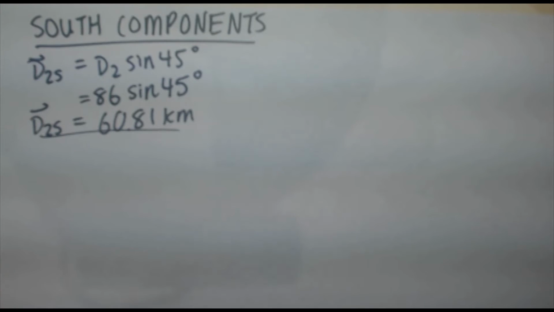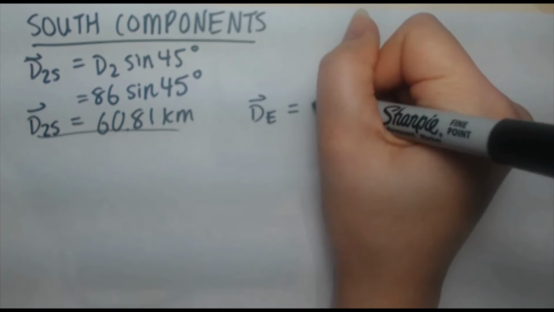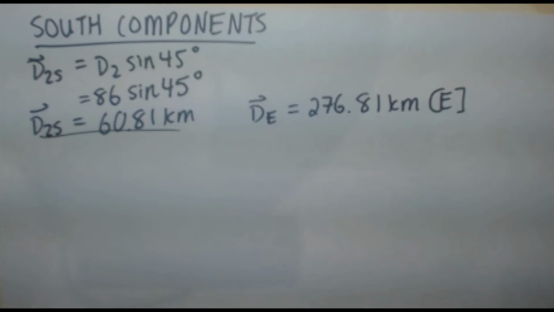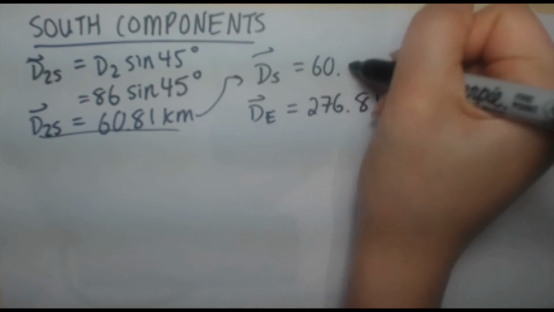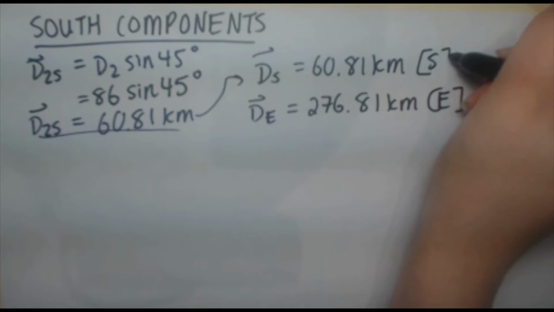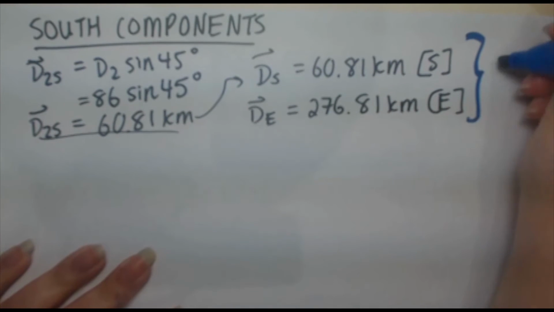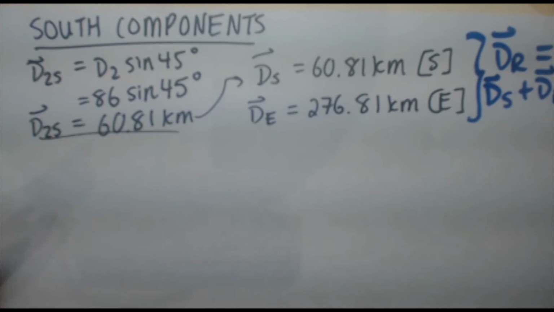Okay. All right. So now remember from the previous page we had the total displacement in the east direction, 276.81 kilometers east, and now we just determined the total displacement in the south direction. It is 60.81 kilometers. Now, these two are going to give us the resultant, right? So we can actually say that the resultant is equal to ds plus de, because we've broken it up into the south and the east components.